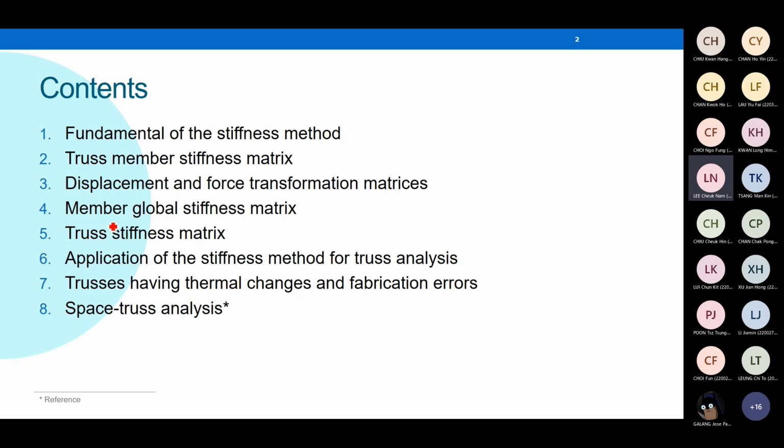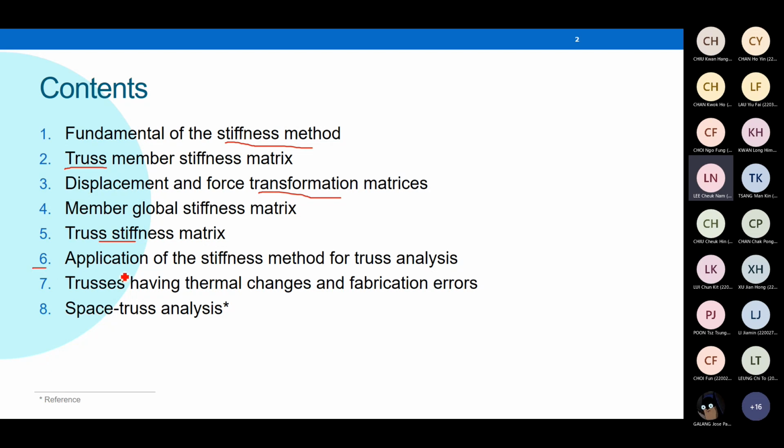This is the outline of this particular chapter. At the beginning, I will briefly introduce the overall background of the CBUS method. Then, starting from the second section, we focus on the trust element, how to formulate the equation for the trust element, trust member. And then we need to play with something called transformations. You will learn very soon why we need to transform the matrix. And then we formulate the global equations, the trust structures, the CBUS matrix. The first 5 sections are basically about formulation and derivations.